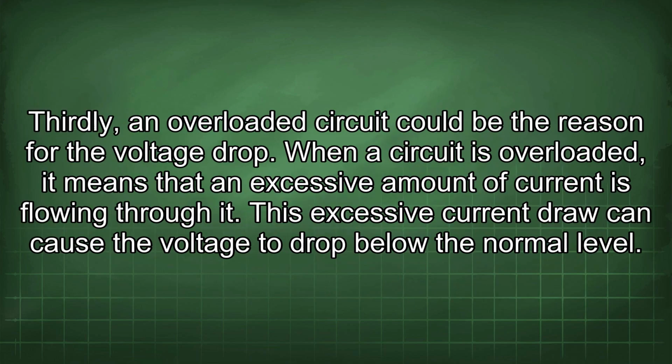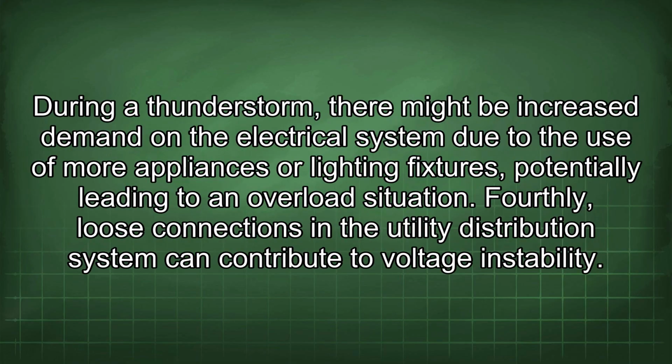Thirdly, an overloaded circuit could be the reason for the voltage drop. When a circuit is overloaded, it means that an excessive amount of current is flowing through it. This excessive current draw can cause the voltage to drop below the normal level. During a thunderstorm, there might be increased demand on the electrical system due to the use of more appliances or lighting fixtures, potentially leading to an overload situation.